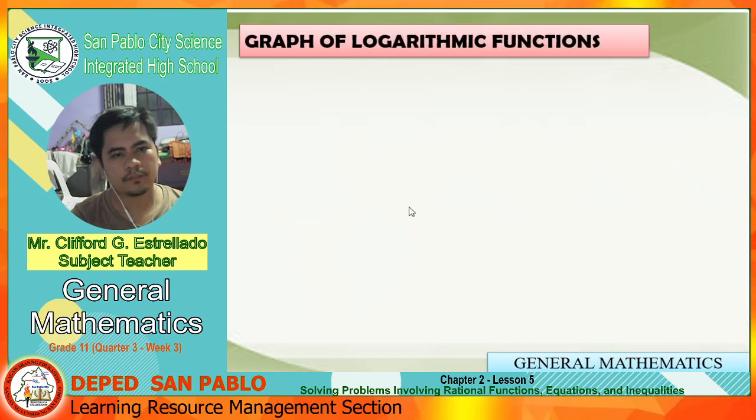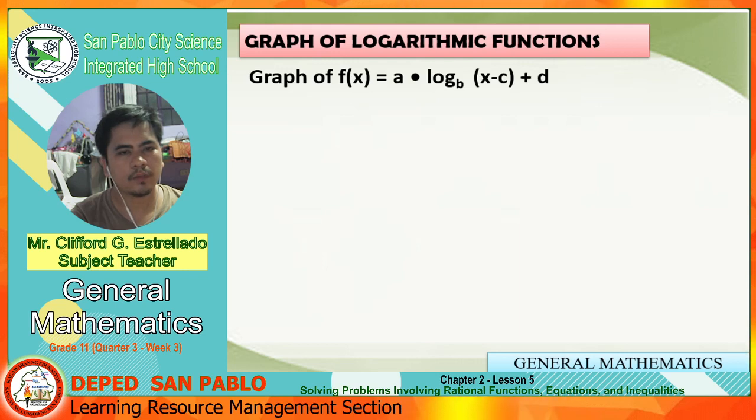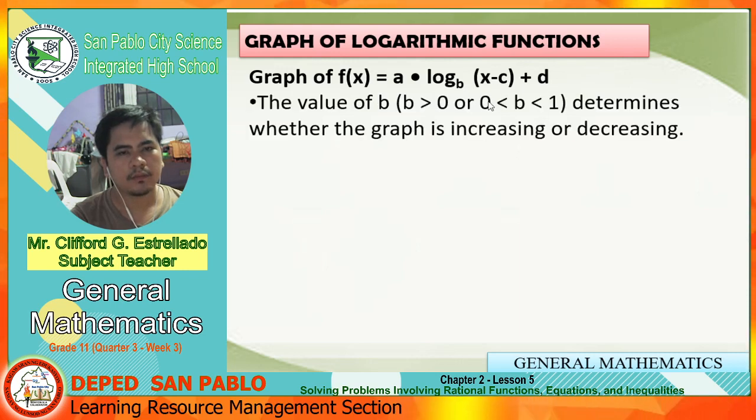Next, graph of logarithmic functions. The graph of f of x is equal to a times the logarithm of the quantity x minus c with the base of b, plus d. So, tandaan na yung format na yan: A, B, C, D. The value of b, whether b is greater than 1 or b is greater than 0 but less than 1, determines whether the graph is increasing or decreasing.